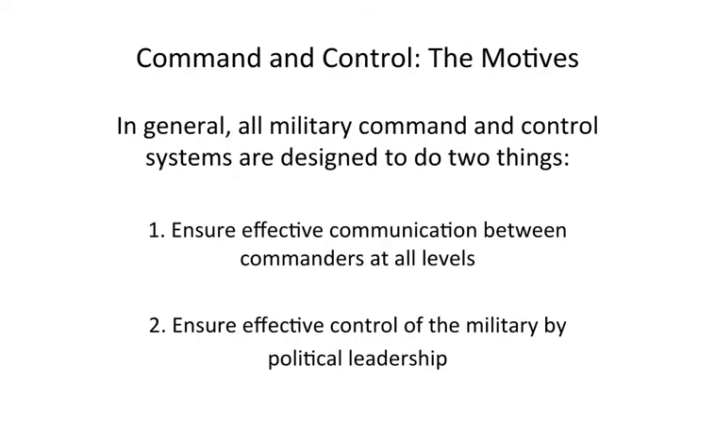So in general, all military command and control systems do two things. The first thing they do is to ensure that there is effective communication between commanders at all levels. And secondly, they ensure that effective control of the military is under political leadership. So these are the two main dimensions of all command and control systems with respect to the military and civilian control over the military.